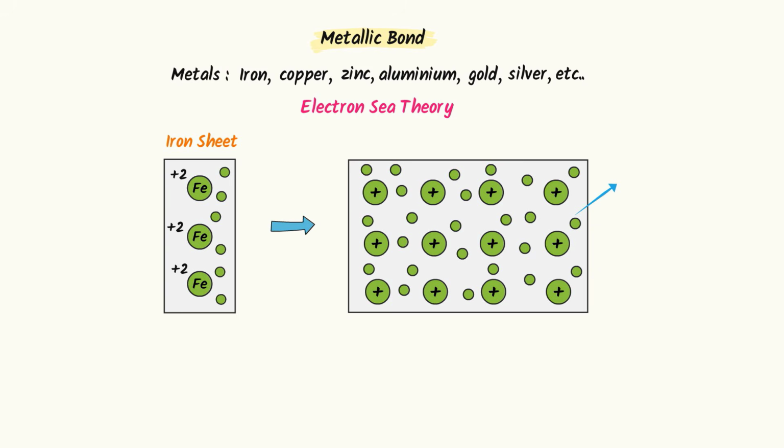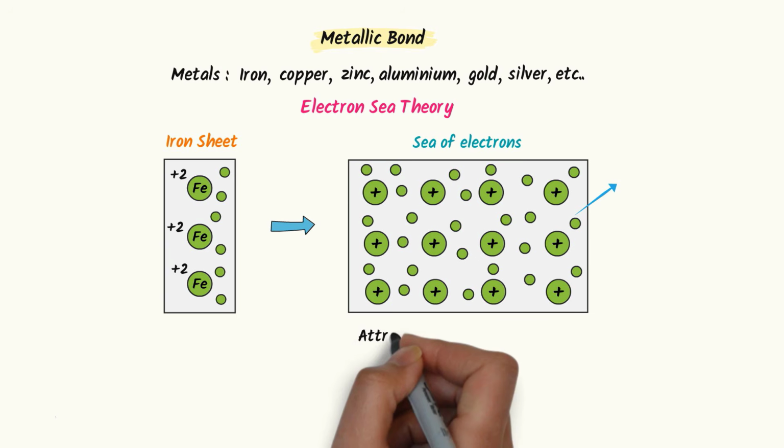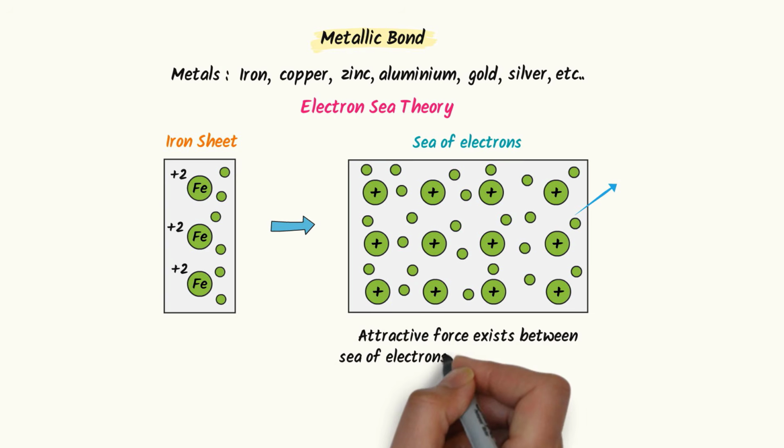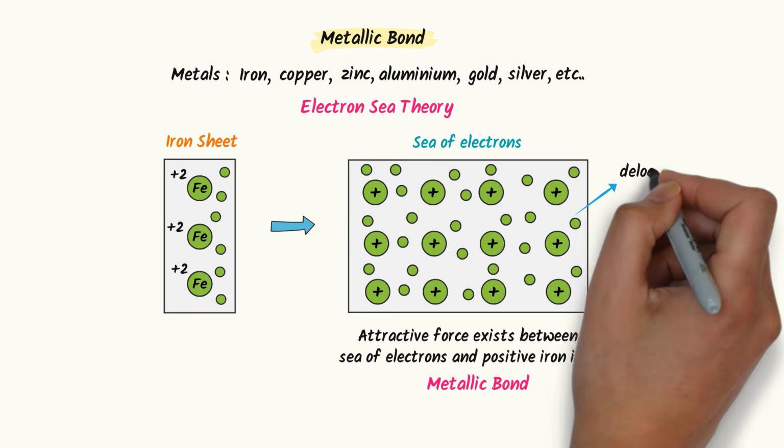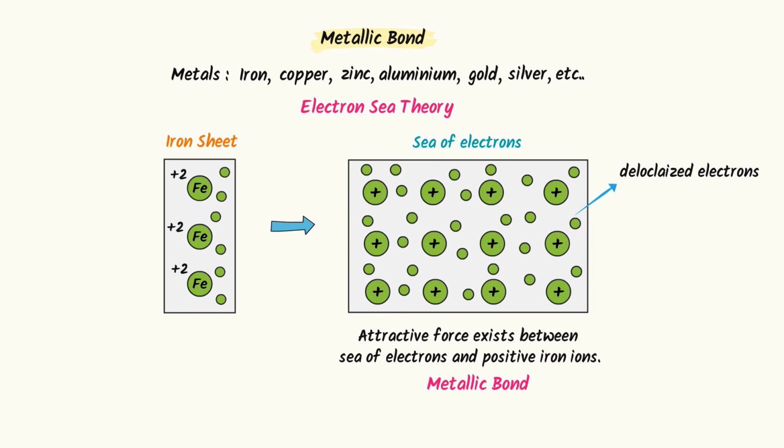These electrons will produce a sea of electrons. We know that attractive force exists between positive and negative charge. Similarly, attractive force exists between the sea of electrons and all iron ions. This attraction force or electrostatic force is called metallic bond. Remember that these electrons are called delocalized electrons because they are freely moving across the iron sheet. That's why metals are good conductors of heat and electricity.